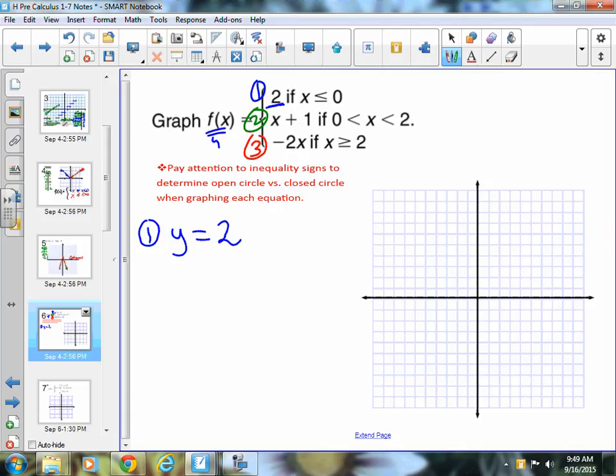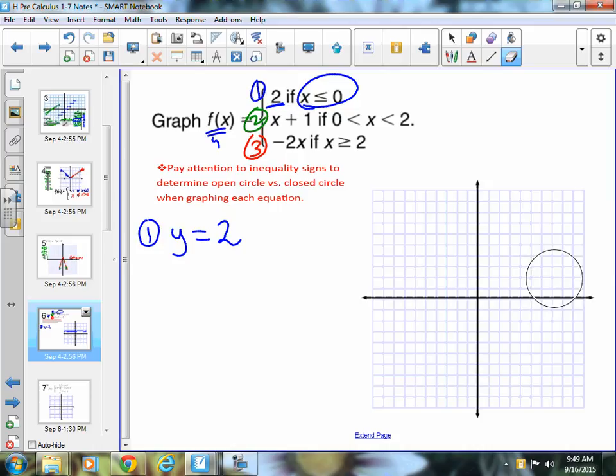Normally we'd be drawing a horizontal line across the entire thing at 2. Now don't do that, because we're not going to be doing that entire thing. We're going to be chopping it off. So it's not that whole line. We only want to do it for the x's that are less than or equal to 0. If you think about that picture, less than or equal to 0 means I'm stopping right here. It's only going to be this part of the line.